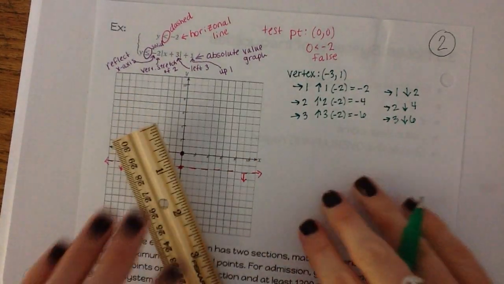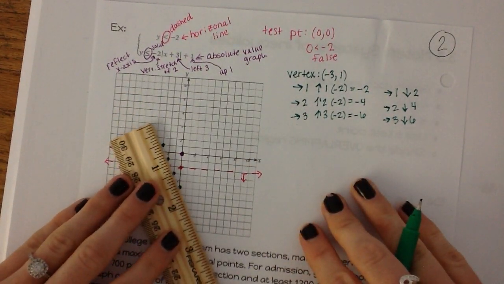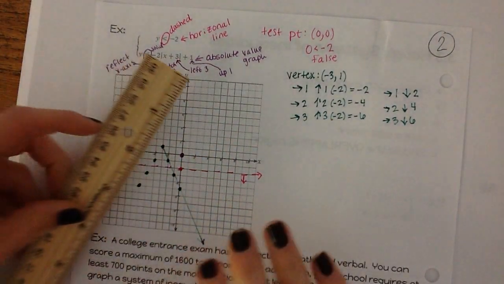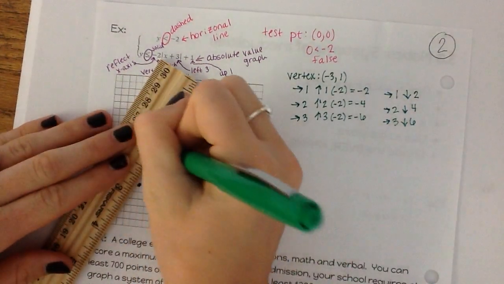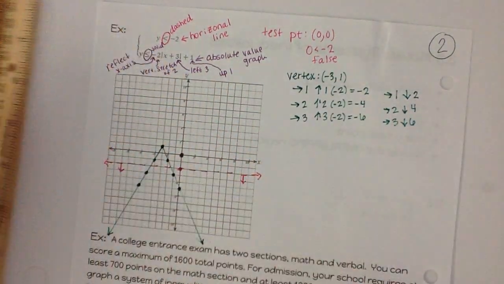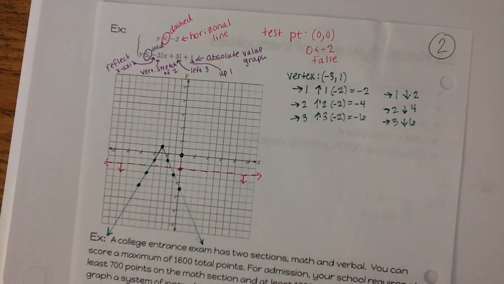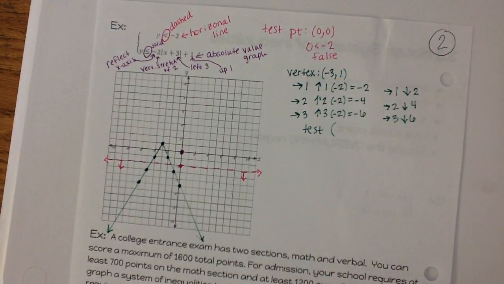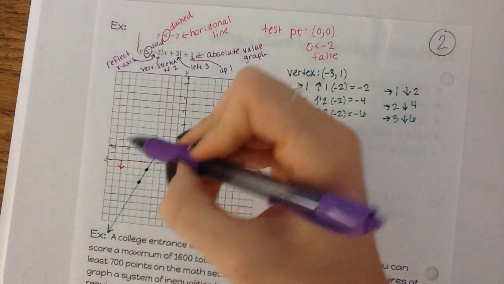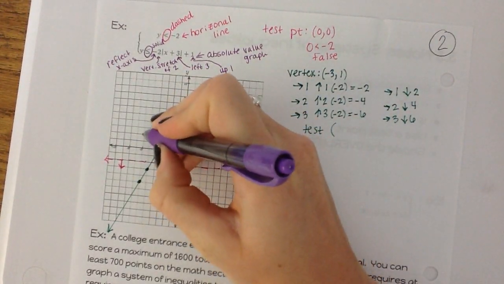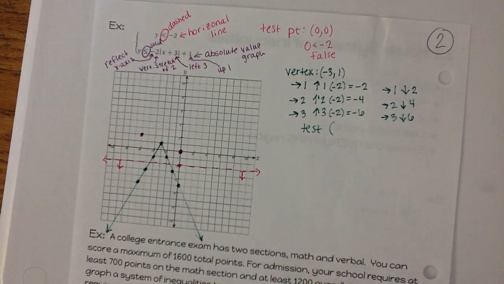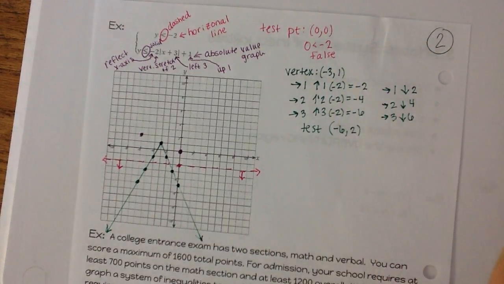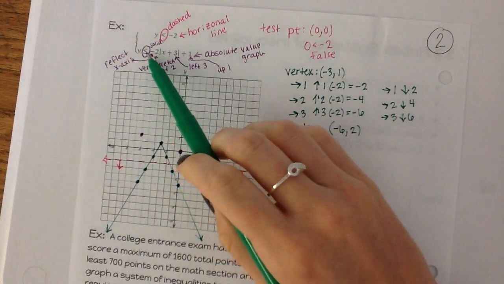Okay. So, we said this is a solid line. Okay, so let's go ahead and pick our test point. Let's go ahead and test negative 6, 2. So there's our test point, negative 6, 2.